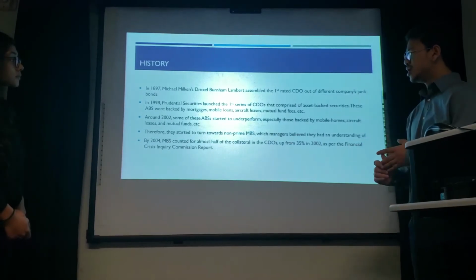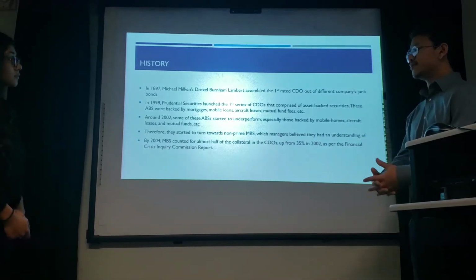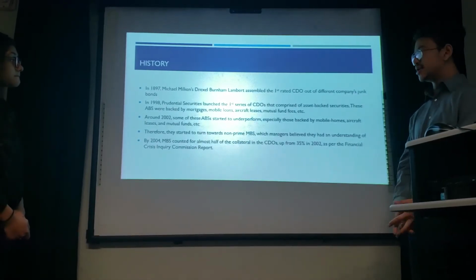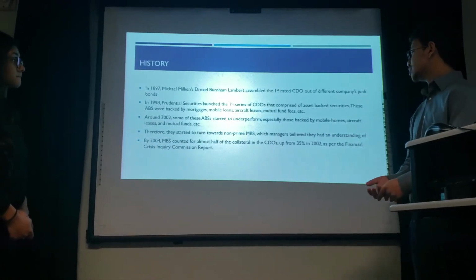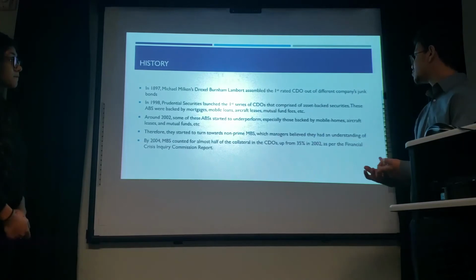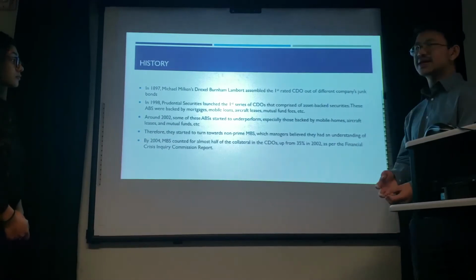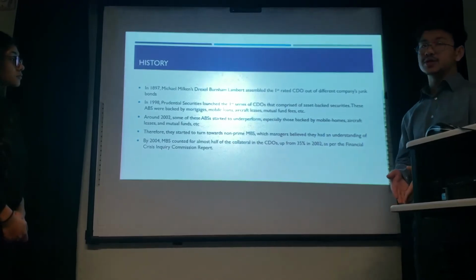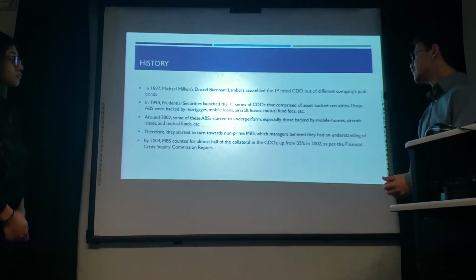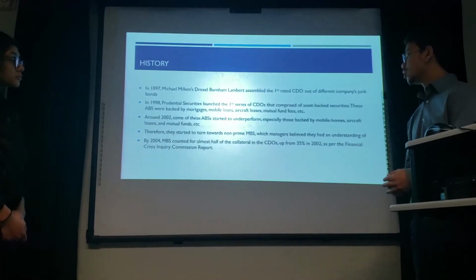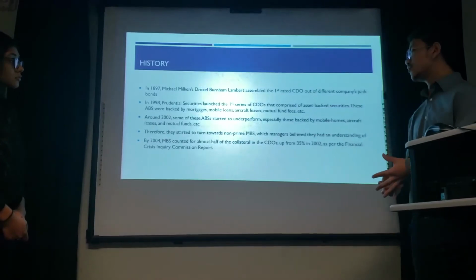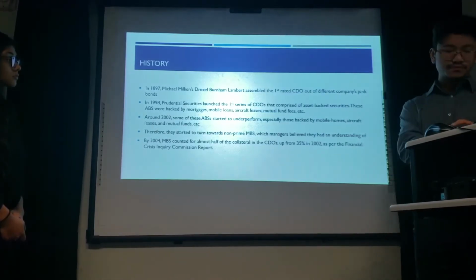Around 2002, a lot of these asset-backed securities started to underperform, meaning that they affected CDOs as well. The commonly accepted understanding was that the wide range of assets was the problem, because a lot of these sectors, such as aircraft leases and mobile homes, were beyond the expertise of the CDO managers. So they started to turn towards mortgage-backed securities, which they believed they understood. By 2004, CDOs were common and ubiquitous around the mortgage business. Mortgage-backed securities accounted for almost half of the collateral in CDOs, up from 35% in 2002.